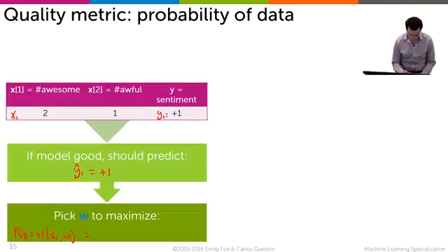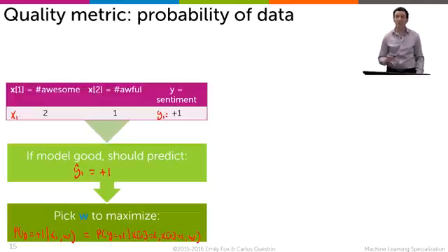In other words, we want to make the probability that y is equal to +1 when x1, number of awesomes, is 2, and x2, number of awfuls, is 1, for the parameter W. We want to make that probability as big as possible. But that was for a positive example. We want to make the probability that y equals +1 as big as possible.